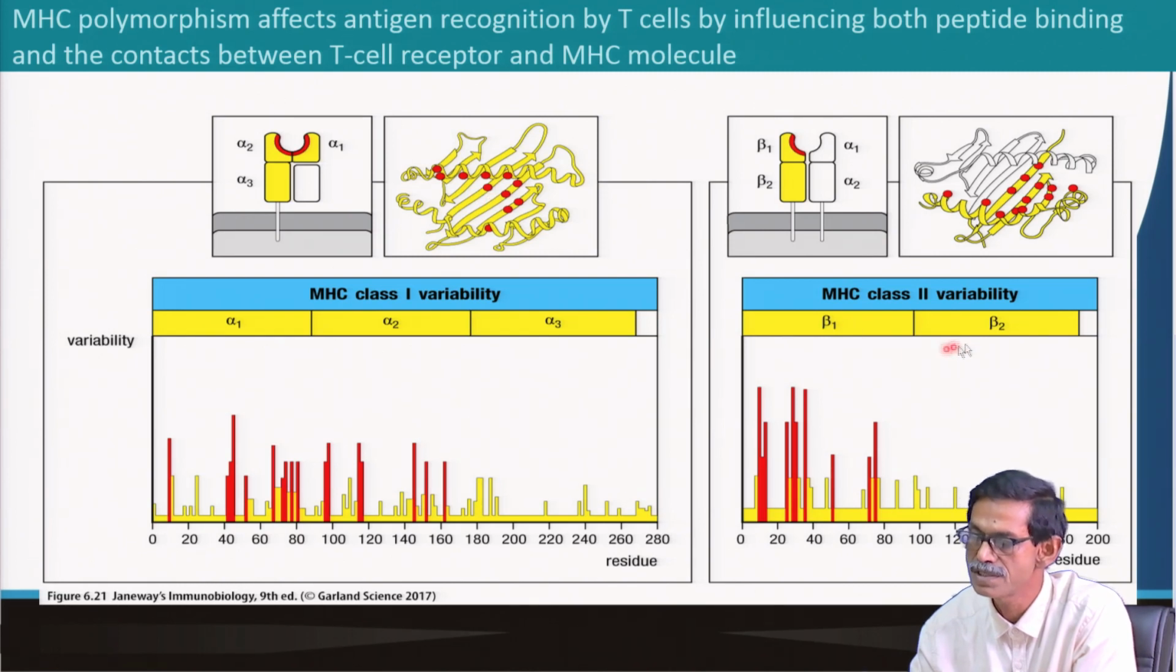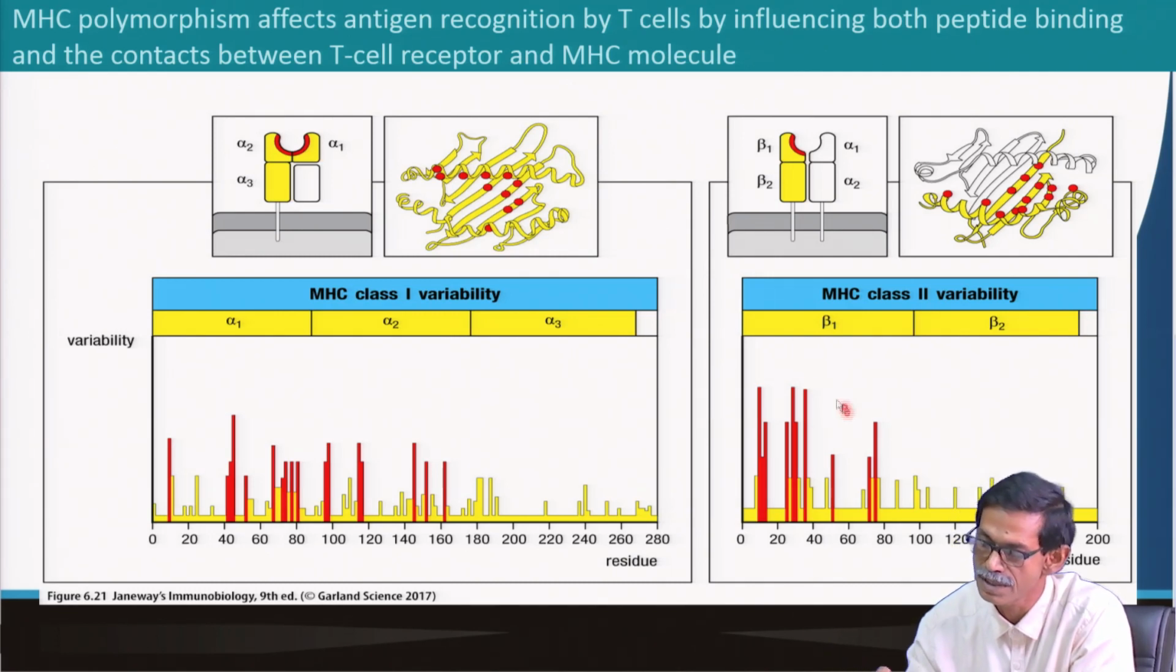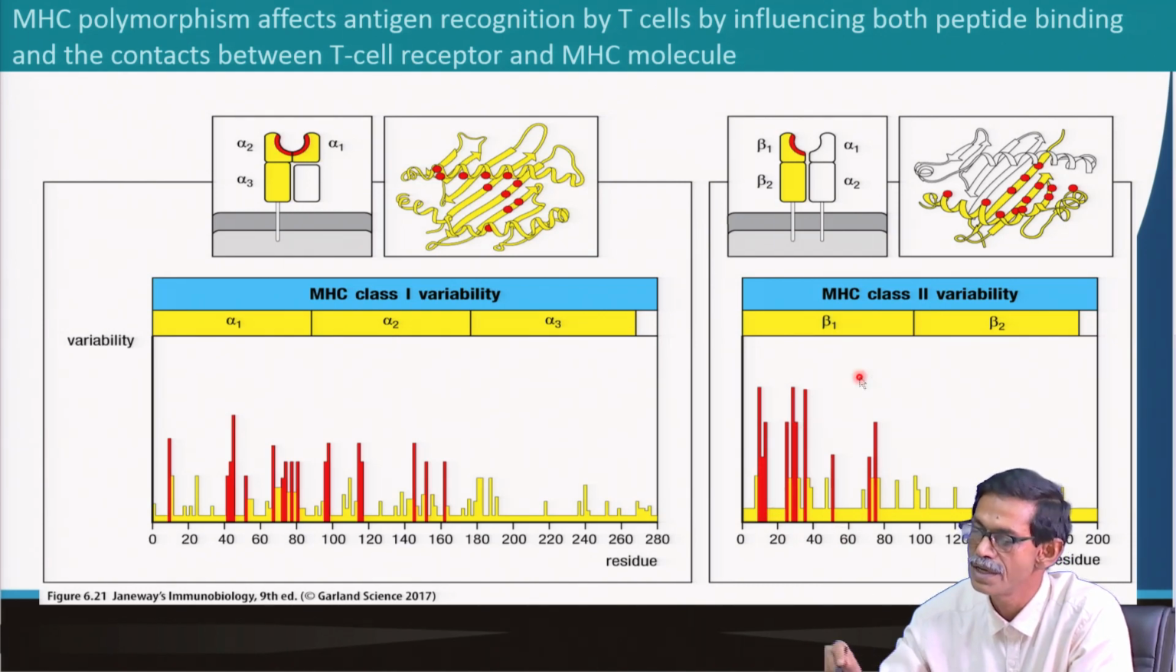Same way in MHC class 2 also, the variability is mostly where the peptide interacts. The white part here is alpha 1, and we are showing here the beta 1. In beta 2, you see variability is almost not there, again because it is important for interaction with the CD4 molecule. So the red region, the most variable region, is also present in the antigen binding cleft or the peptide binding cleft.